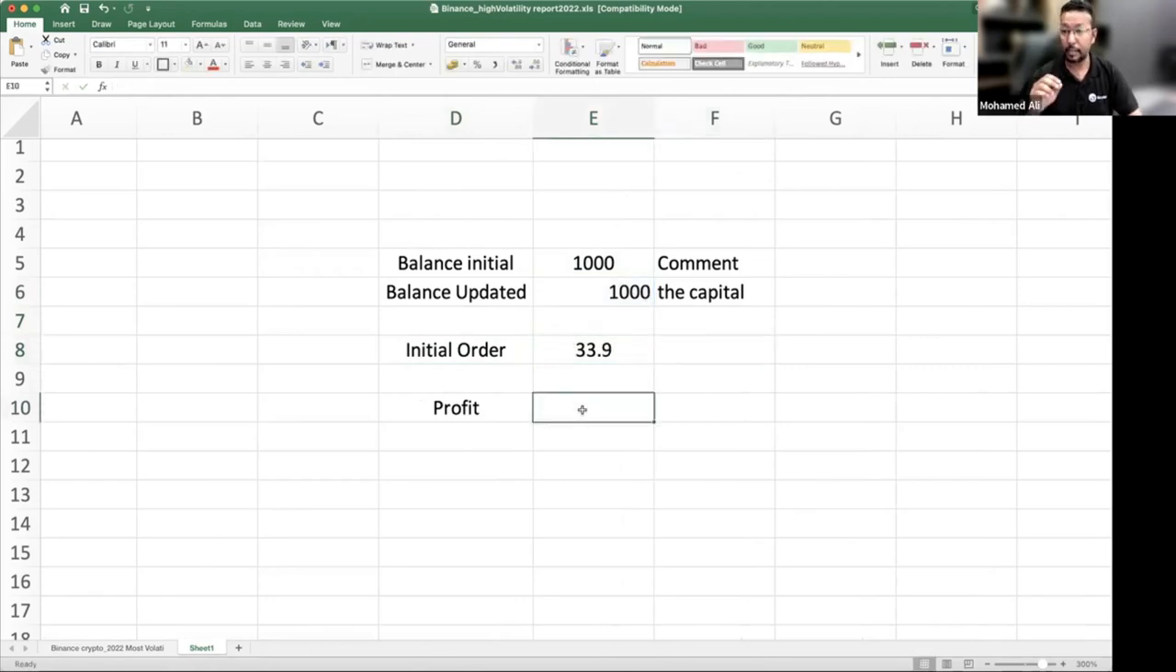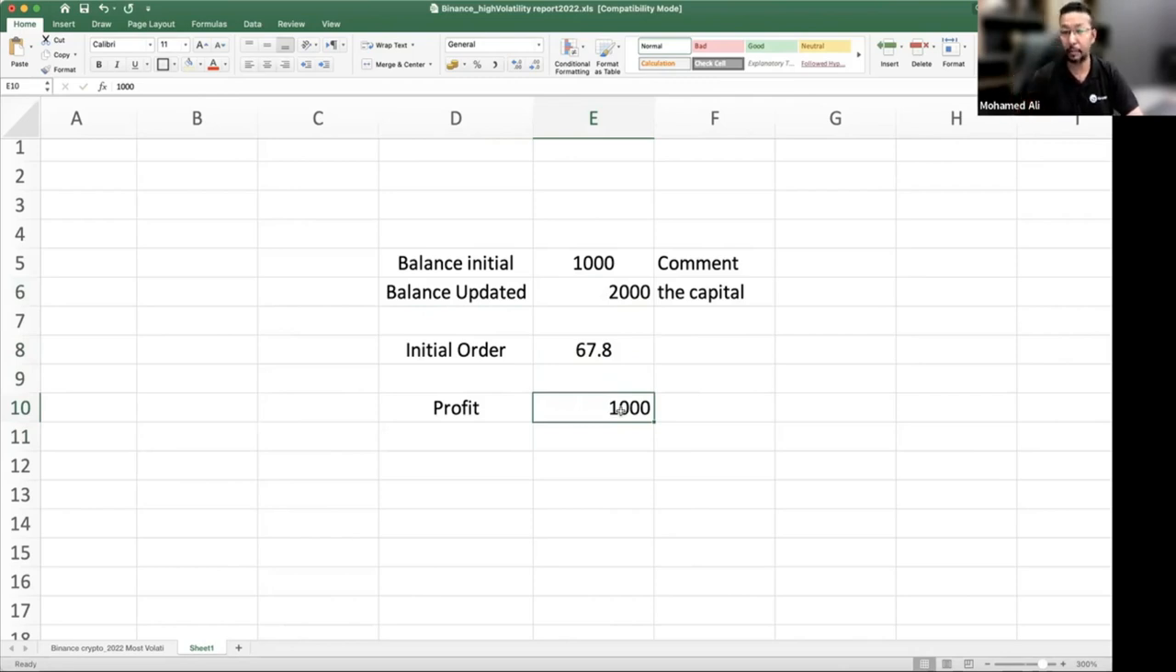So let's say in this specific scenario, the bot has made 13.7. So what happened just now is the balance increased by the amount of profit, and then accordingly the initial order has increased. Instead of being 33.99, now it's changed to 34.6. And the more profit it makes, the more the initial amount is going to increase, the more the capital is going to increase. So that will give it the exponential factor of growing your capital.